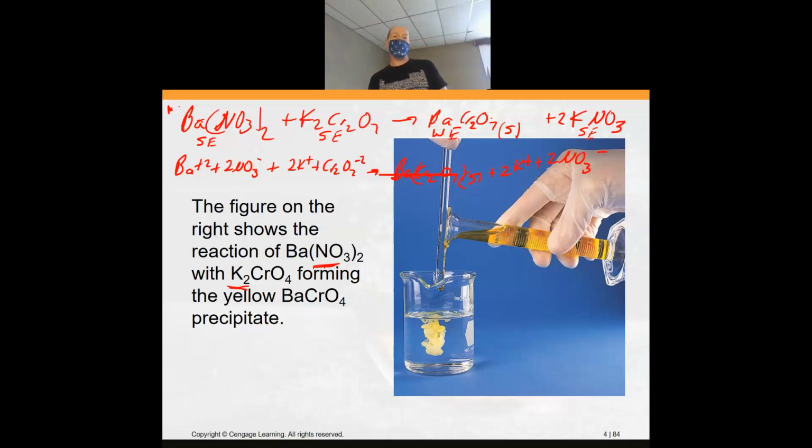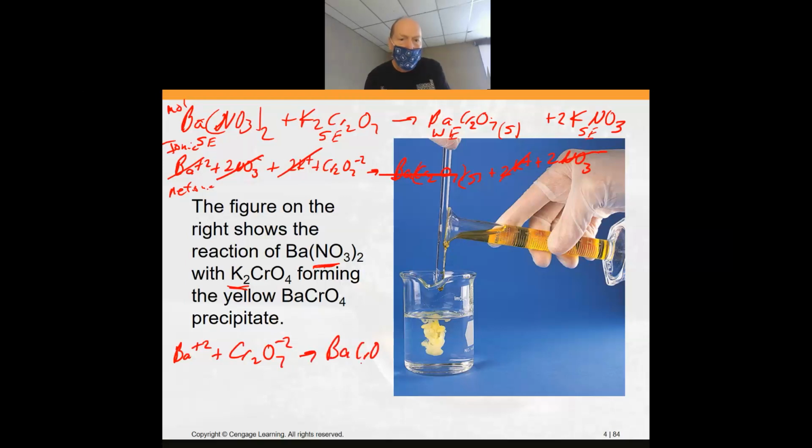That's your ionic. So this is your molecular. This is ionic. So for the net ionic, we cancel the exact same ions on both sides. The barium plus 2 is not going to cancel. The nitrate is going to cancel. The potassium is going to cancel. This did not cancel. And so your net reaction is the barium plus 2 reacts with the chromate, CrO4 minus 2, to give the solid BaCrO4. Okay, that's got to be confusing as heck.